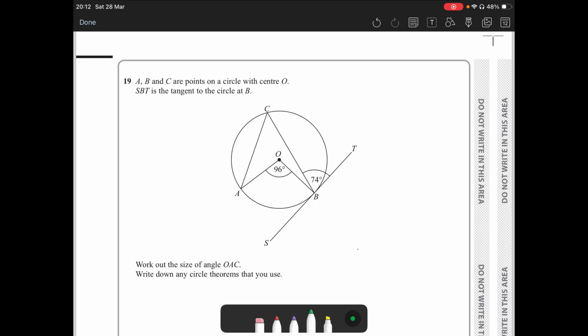Right, number 19, circle theorems. So we've got a tangent, we've got center, we've got all sorts going on, and the question is asking us to find the angle OAC, which is this angle right here. So let's find it. Okay, and write any theorems we might have used. So let's kick things off. There's two ways you can do it.